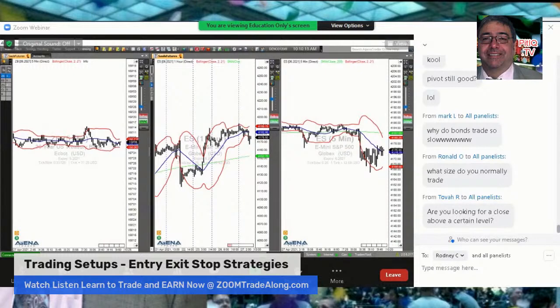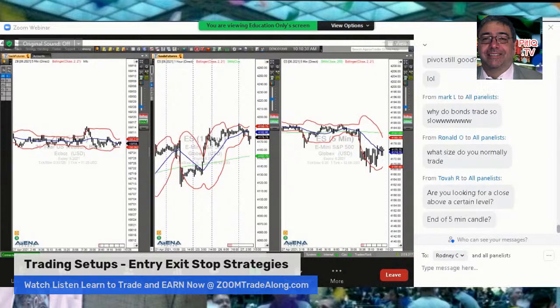Am I looking for a close above a certain level, are you talking about at the end of the day? Are you talking about it at the end of a time frame? Are you talking about at the end of a 5-minute bar? I mean, what are my reasons for the close end of a 5-minute candle?